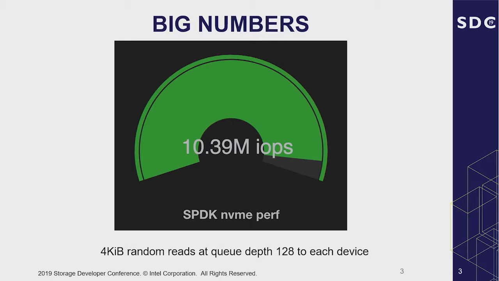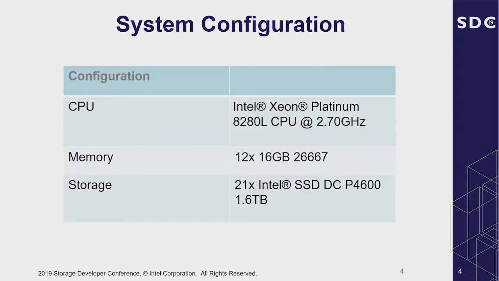So then the background is, this is sort of the high-level overview of the system specs. It's an Intel Xeon, a Cascade Lake server platform with 21 P4600 1.6 terabyte SSDs. So it cost a pretty penny.